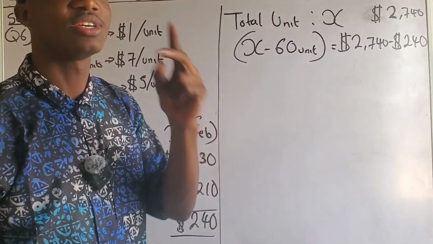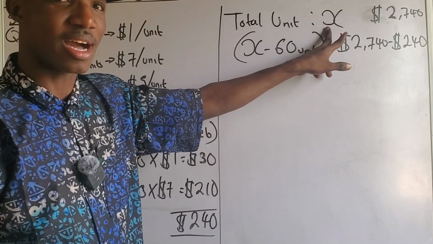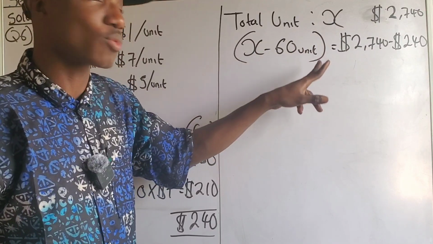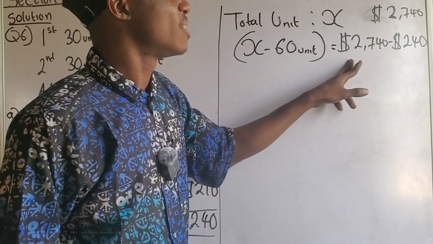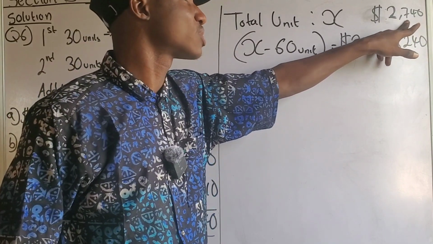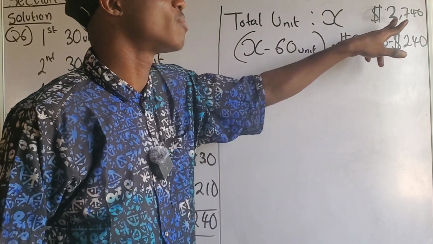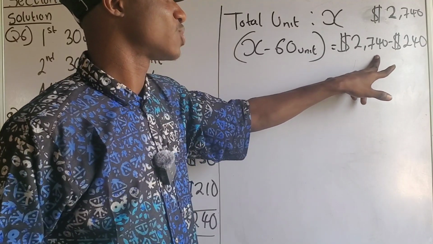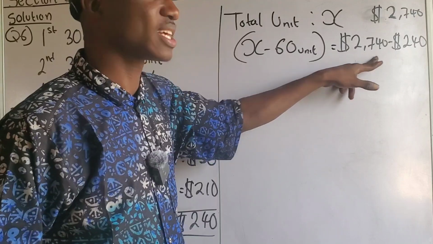Having done that, calculate the cost of the first 60 units. Are you getting it? If X is the total unit of electricity that Amaka consumed in the month of February, the remaining unit will be what? X minus the units that you have already calculated. Are you getting it? Now, because we have already subtracted 60 units from the total unit, and the cost of total unit is $2,740, that means that we are going to be subtracting the cost of the 60 units also from the total cost. Do you understand? So that's what I did. I just subtract $240, which is the cost of 60 units, from the total cost, which is $2,740.